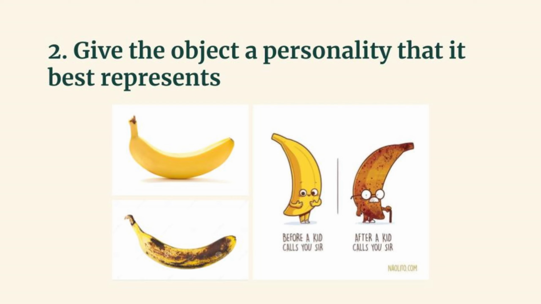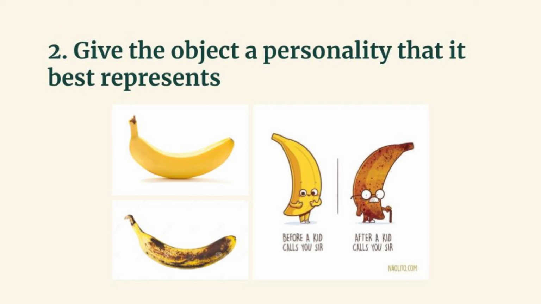So the first one, the banana is very yellow, very smooth. It looks very young. And then the second one, it's a bit rotten, so there's some brown spots, and that suggests that the banana is old. So when you turn it into a comic character, you can sort of give it a more older personality. And for a banana with no spots, you can give it a younger personality.